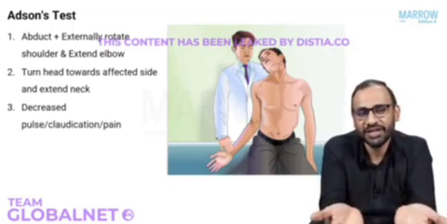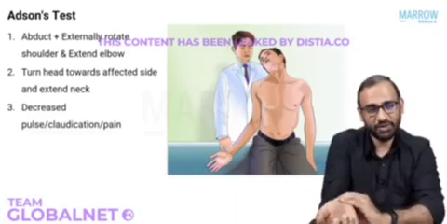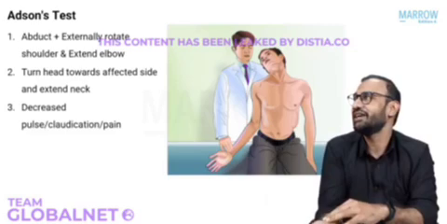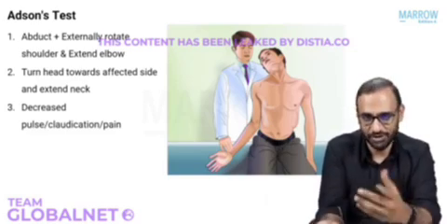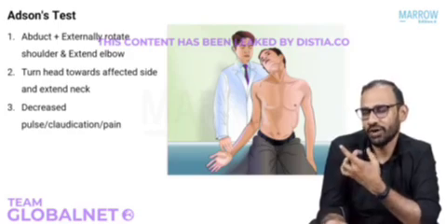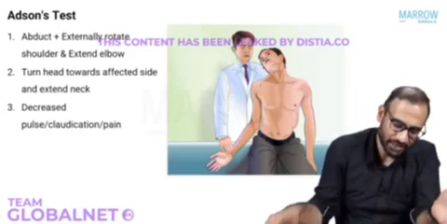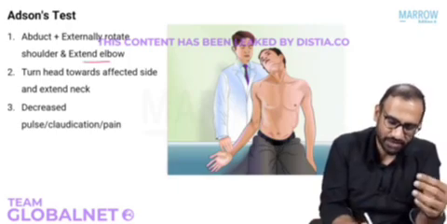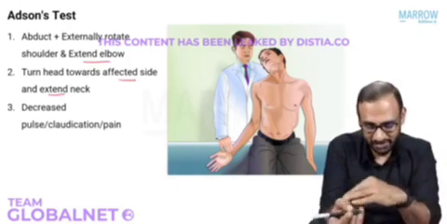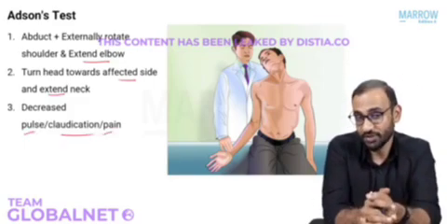So how do you go about doing it? In Adson's test, you abduct and externally rotate the shoulder, and you keep your hand on the pulse. Then you ask the patient to extend the neck and turn the head towards the side that you're assuming is pathological. If you do this, the thoracic outlet will narrow down and the symptoms will be reproduced. That's it. So abduct and externally rotate the shoulder and extend the elbow. Turn the head towards the affected side and extend the neck. You will notice that there is decreased pulse or claudication pain. Provoking the symptoms, thoracic outlet syndrome is confirmed.